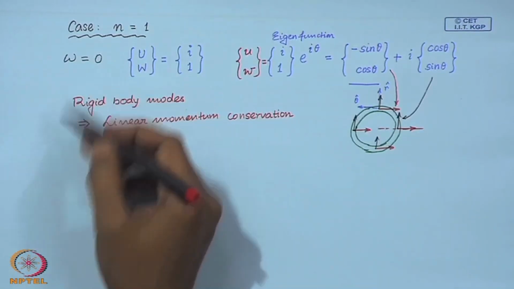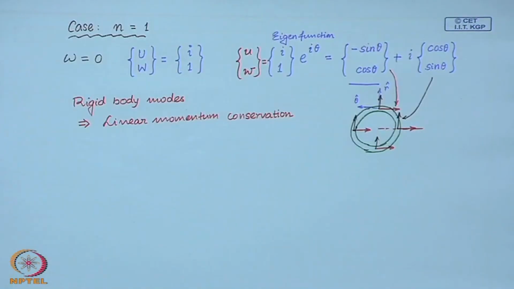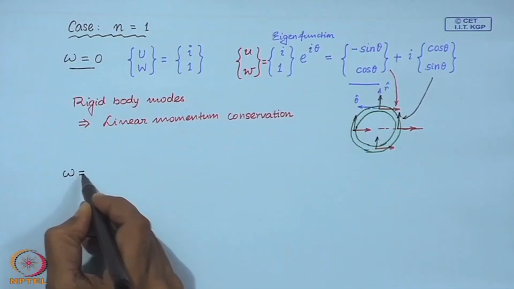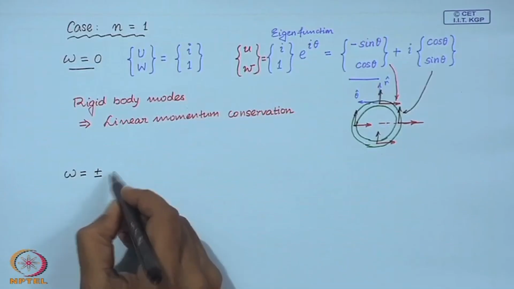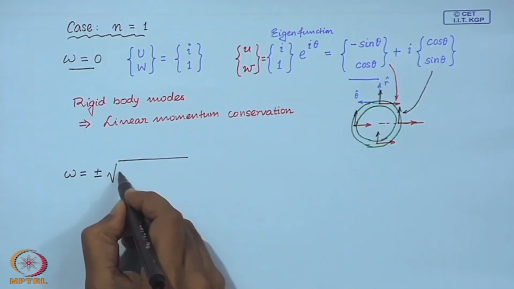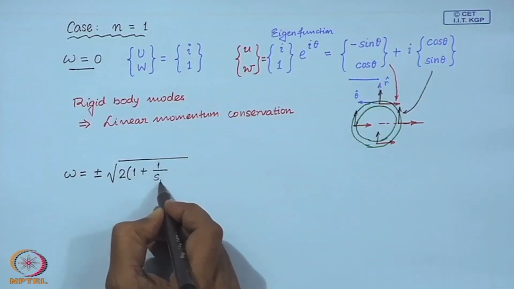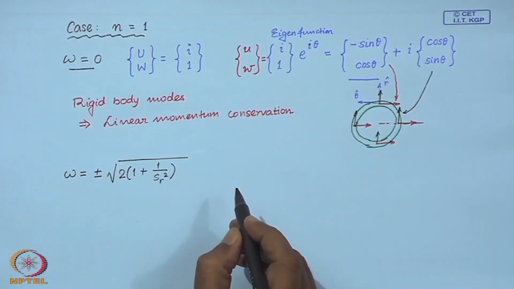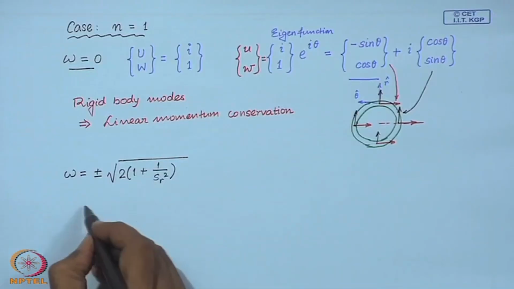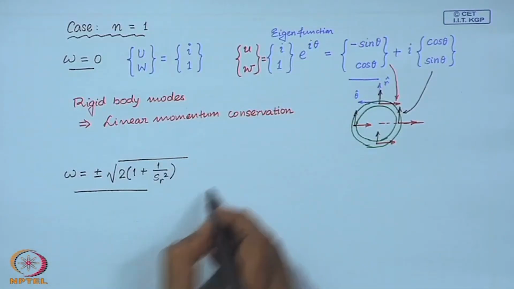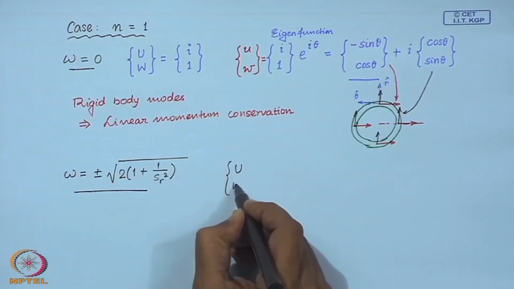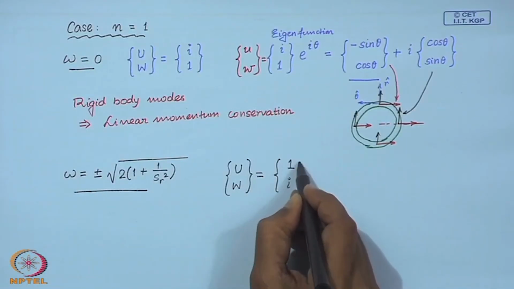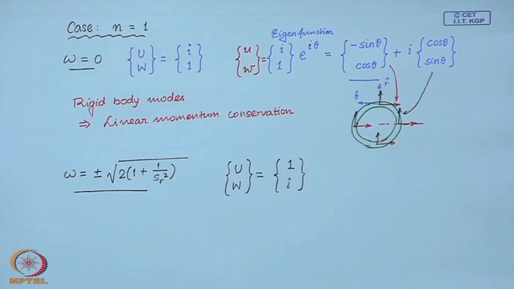Now, let us consider the other solution. For n equal to 1, we saw that there are two solutions, one was 0, the other one turns out to be this, and for this the eigen vectors happen to be given by this complex notation.